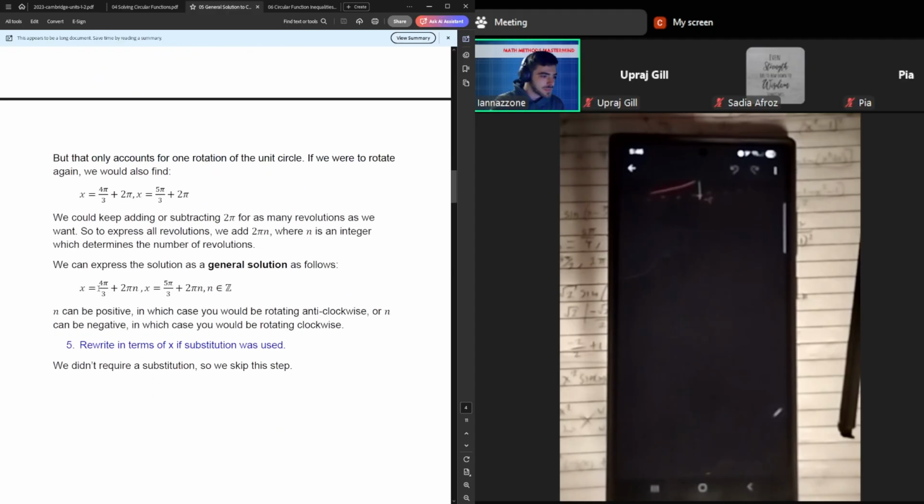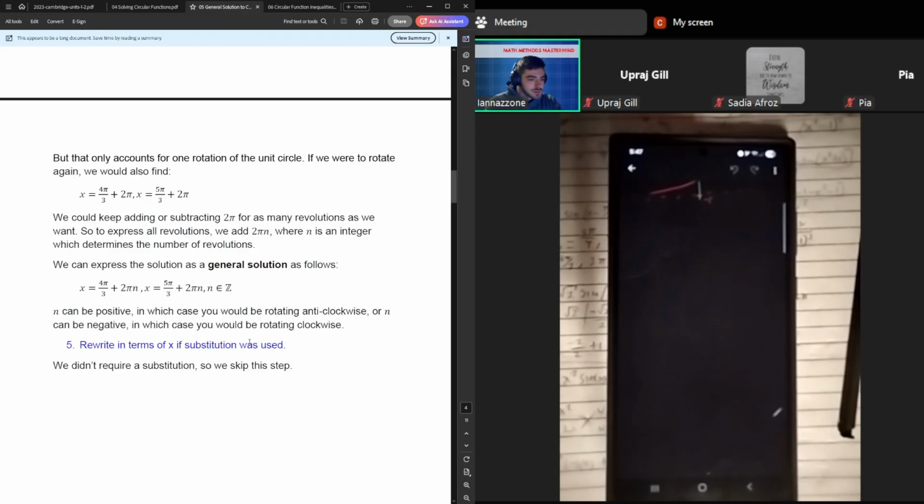That's pretty much it. So you got the 4 pi over 3 and the 5 pi over 3. You just put a 2 pi n onto each of those. If you want to be super specific, you could say that n is an element of z, z being the integers. That way it's pretty much as bulletproof as you could write that, but yeah, that'd be more for safety, I guess.